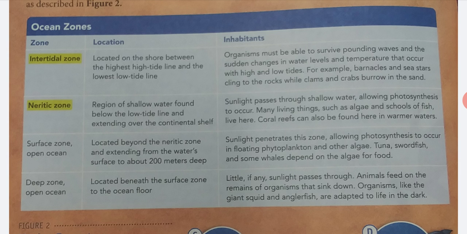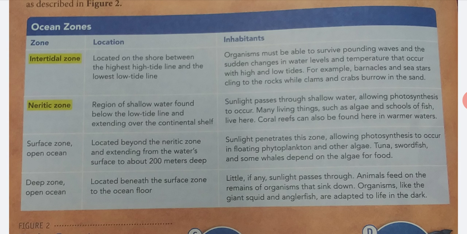Neritic zone: region of shallow water found below the low tide line and extending over the continental shelf. Sunlight passes through shallow water, allowing photosynthesis to occur. Many living things, such as algae and schools of fish, live here. Coral reefs can also be found here in warmer waters.